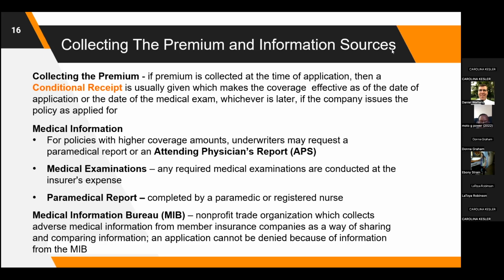Medical Information Bureau, a nonprofit trade organization, which collects adverse medical information from member insurance companies as a way of sharing and comparing medical information on applicants, and it goes right to this central place. So like if you were here in California and were diagnosed with cancer and you didn't have life insurance and you thought, well, I'll just jump over to Arizona or Nevada and get some real quick, right? It won't work because they already know it's in their system, right? So that's the MIB, and they are a nonprofit and supported by member insurers. Okay.